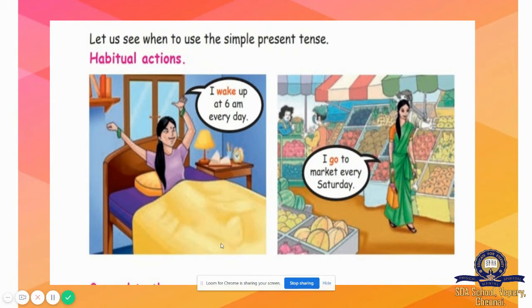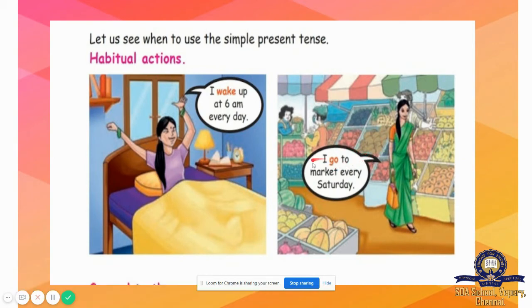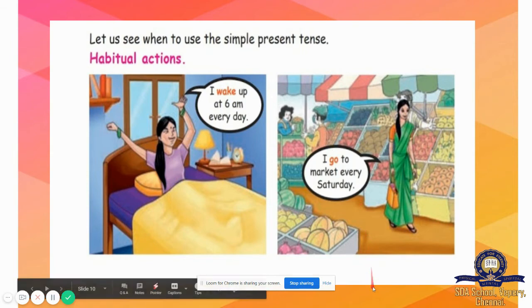In the next sentence, I go to market every Saturday. So here the present tense is go. Are you all able to see, children? Yes, here the simple present tense is go. Yes, very good.